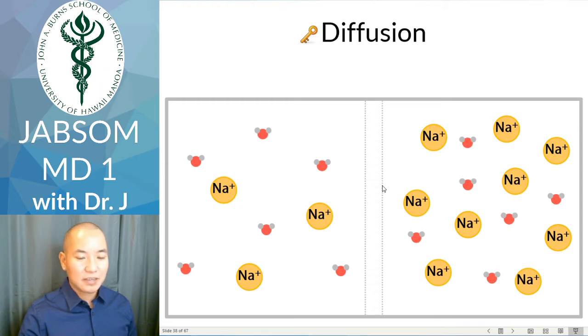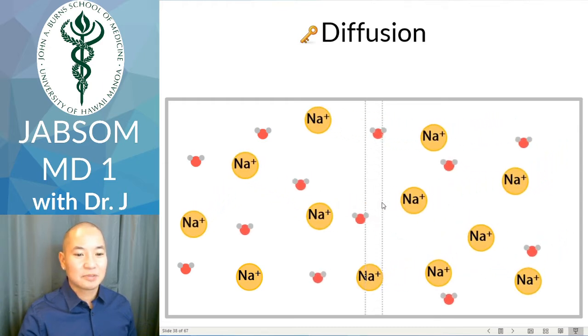When we remove the barrier, the sodium ions diffuse and distribute themselves relatively evenly throughout the solution. They won't stop moving around at equilibrium, but now they're more evenly distributed, and the previous compartments have roughly the same amount of sodium ions. So this is diffusion. This happened spontaneously, just due to energetics and the movement of the molecules. No ATP, nothing else. It's just high concentration to low concentration.